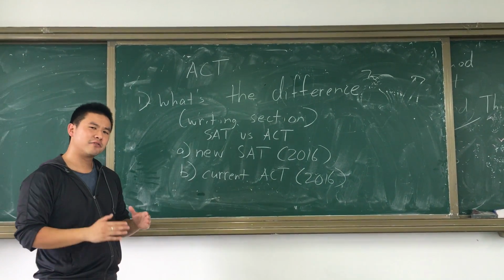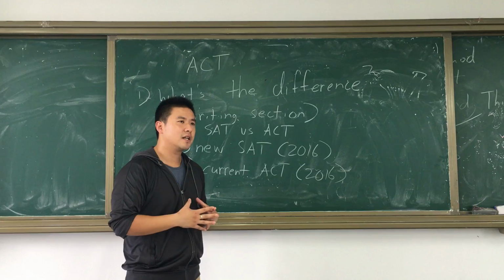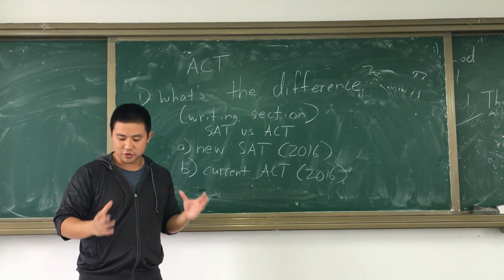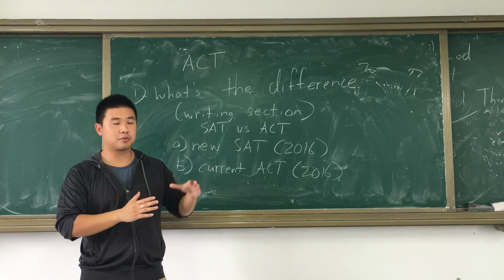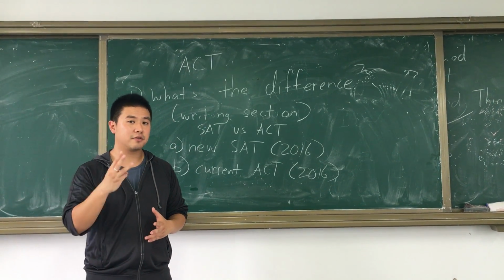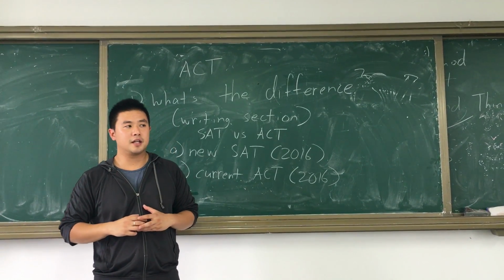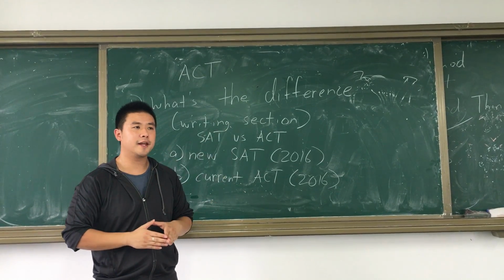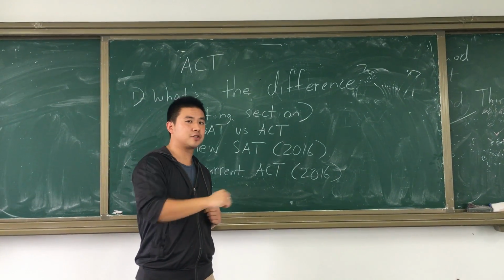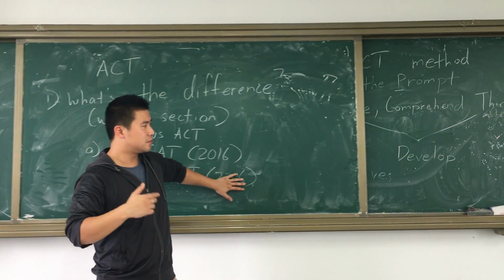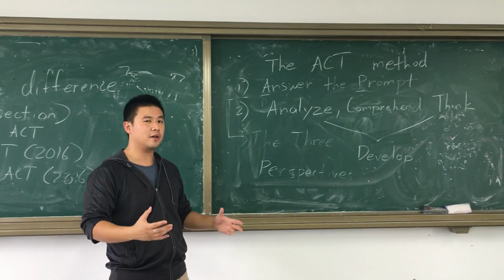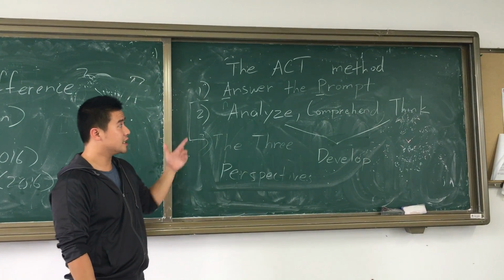The current ACT is very different in terms of its writing. It gives you a reading passage, and then there are 3 perspectives that are very different from each other. They could be summarized in 3 different ways, and we'll talk about that in the next video. You look at the perspectives, and then you develop your own perspective, and then you answer the prompt. So to preview the ACT method, this is the simple outline of it. We'll go into more detail later.